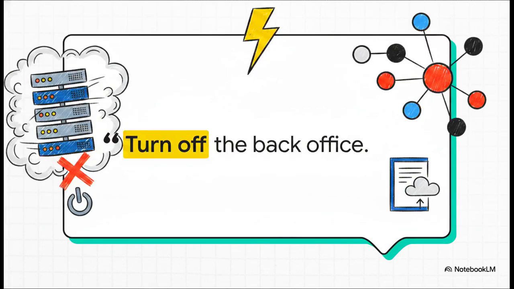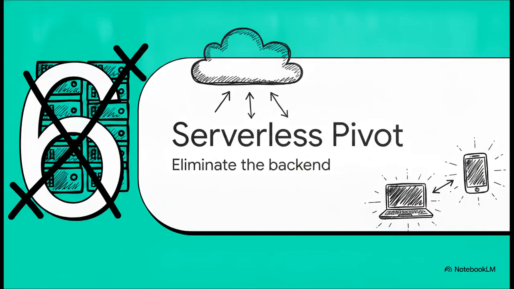Now, up until this point in our explainer, we've basically been talking about sending all this data to an Express backend to do the heavy lifting. But then, there's a dramatic architectural plot twist in the source documents. A single, powerful directive is given. Turn off the back office. Section 6, the serverless client-side pivot, eliminating the backend infrastructure.